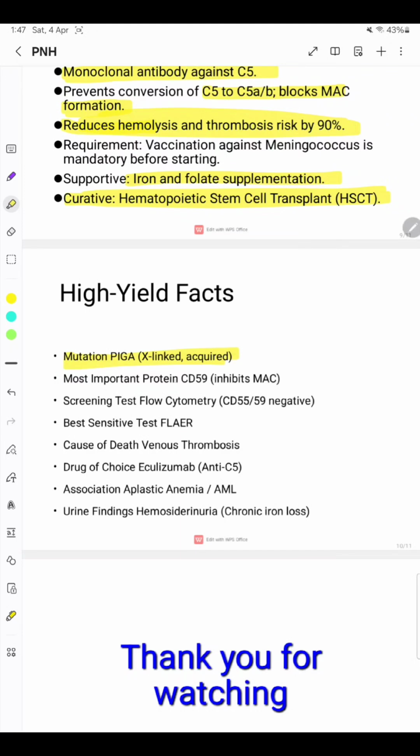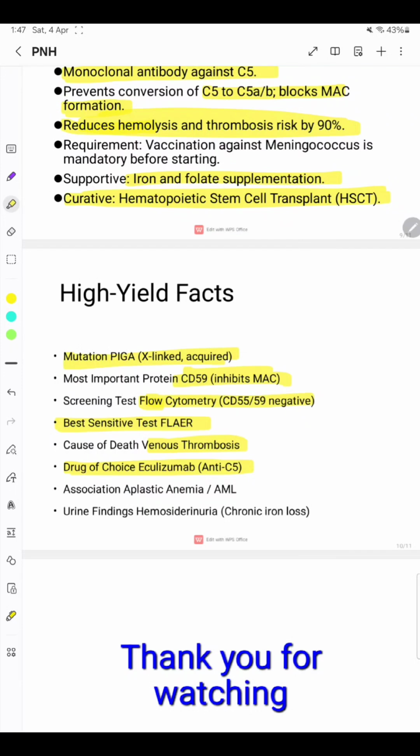Most important protein is CD59, also known as membrane inhibitor of reactive lysis. Screening test is flow cytometry, or the most sensitive or best test is FLAER. Cause of death is venous thrombosis. FLAER is also flow cytometry. Drug of choice is eculizumab.